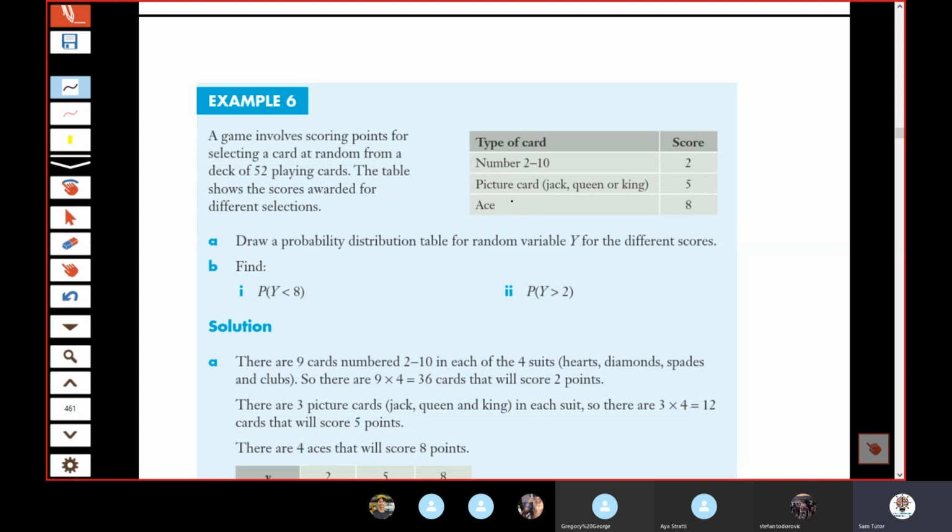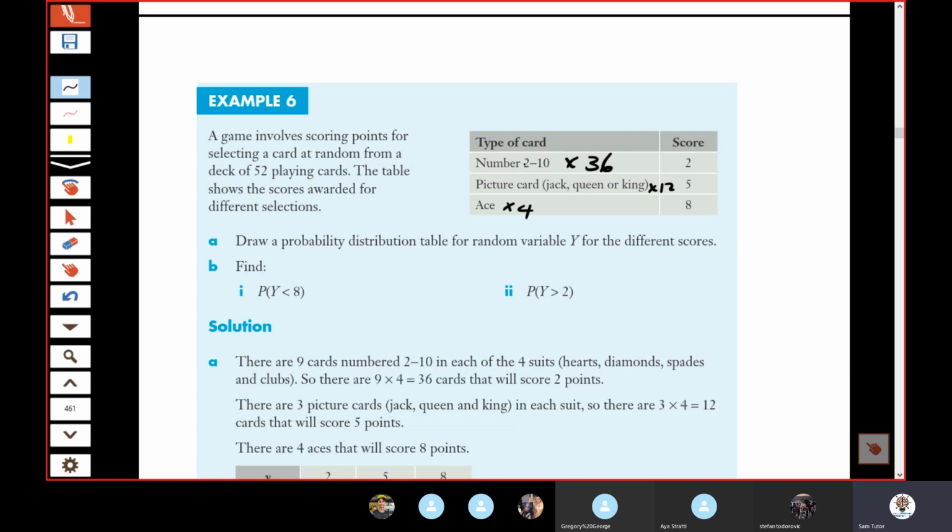You've got to work out how many of each card there are. There's 4 aces, there's 12 picture cards, and that leaves 36 cards from 2 to 10. Are we all comfortable with that? There's 52 cards altogether: 4 of these, 12 of these, 36 2 to 10s. Yes? Okay, so what's the probability that I'm going to get this?